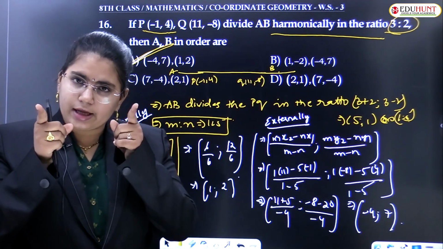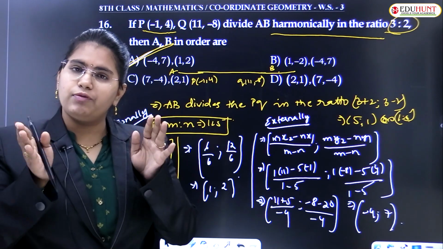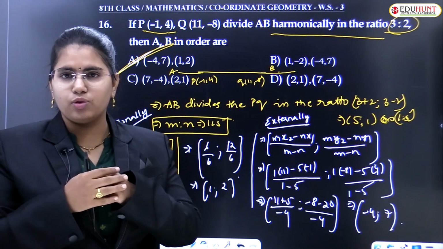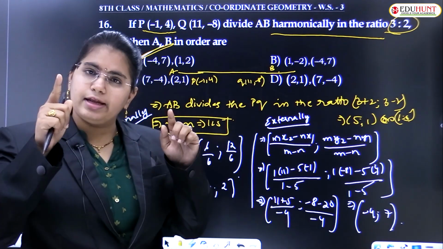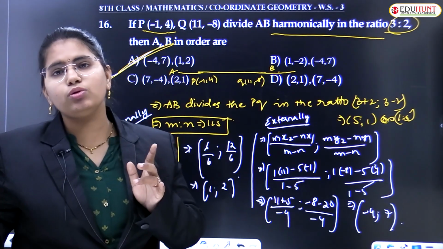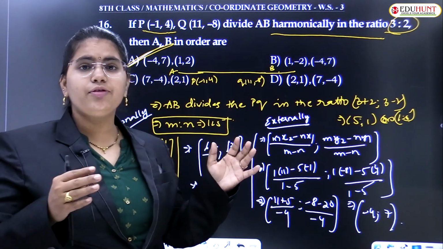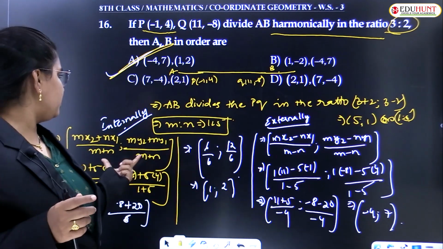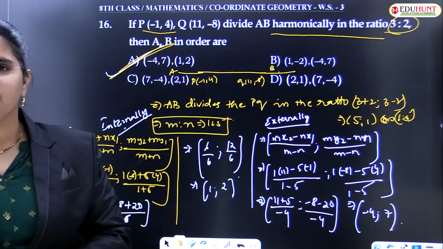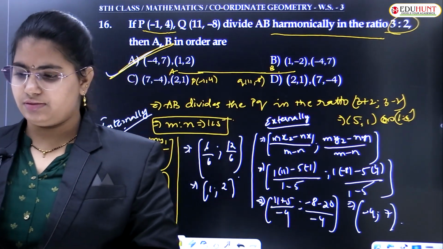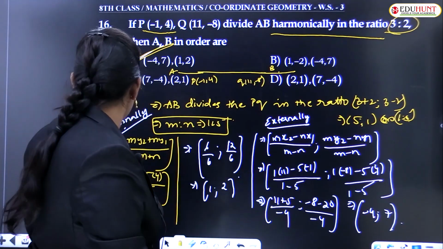If any line segment AB is being divided harmonically, then there will exist two points P and Q. My particular line segment AB is being divided by P in internal form and Q is dividing in external form. Right? So it can be respectively positioned. One is being internally divided, one is being externally divided. Right? I hope you are clear with this question. If you are done, we will be getting back to the next question. Chalo.